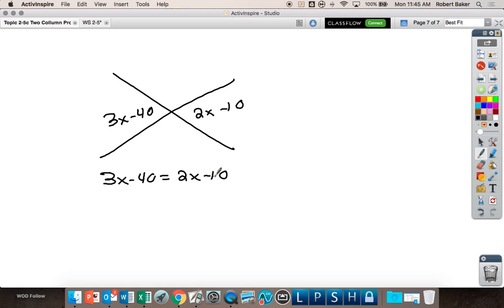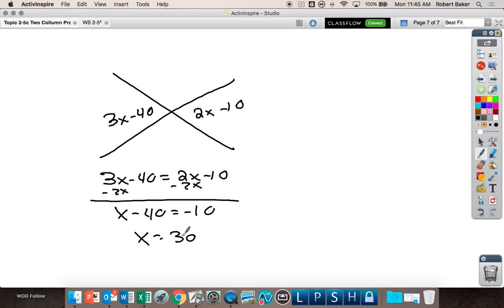Minus 2x on both sides? So that was subtraction. No, you're just mathing. You just math it, guys. It's a problem. Go back to just basic math. No, I want you to solve for x. x minus 40 equals negative 10. Add 40 to both sides. x equals 30. Hooray!